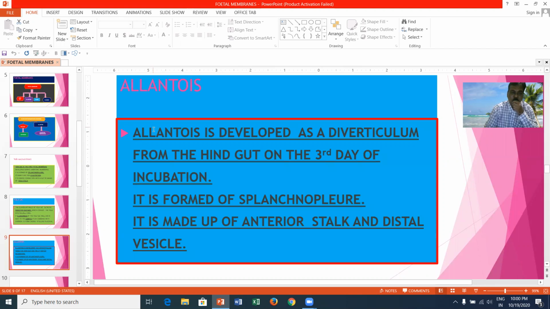And the allantois is developed as a diverticulum from the hindgut on the third day of incubation. In the case of chick, it is formed of splanchnopleure. Splanchnopleure means it is made up of inner endoderm and outer mesoderm. It is made up of an anterior stalk and distal vesicle.